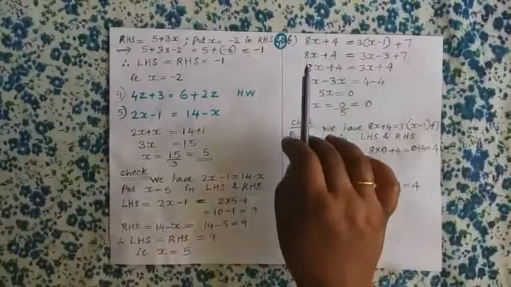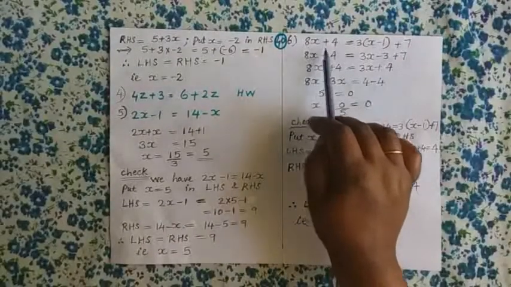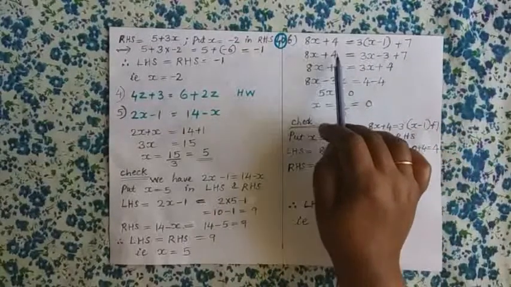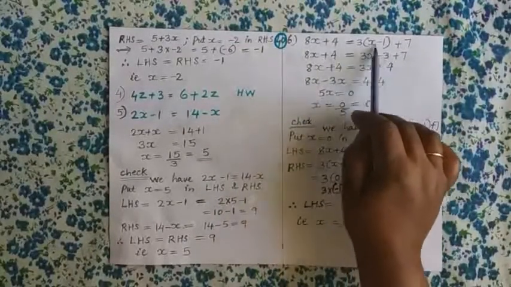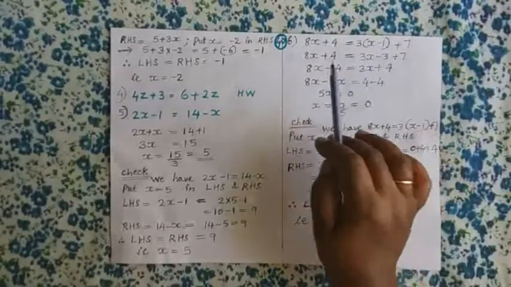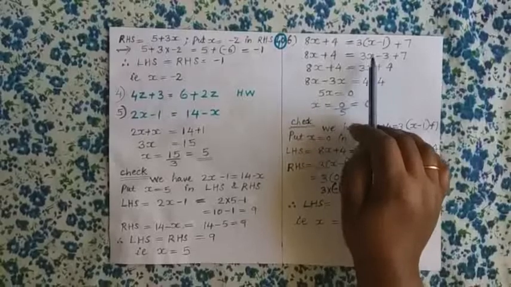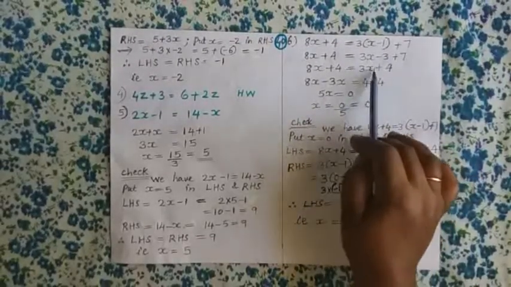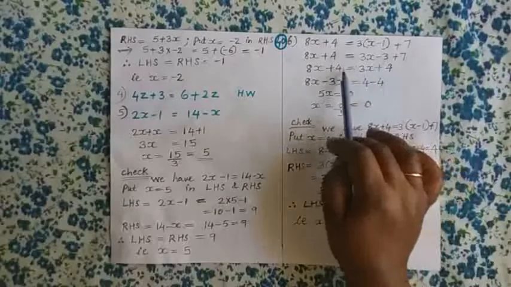Now let us do the sixth question. Our question is 8x plus 4 is equal to 3 into (x minus 1) plus 7. So we can write 8x plus 4 is equal to 3x minus 3 plus 7. We have multiplied the bracket with the 3. So 8x plus 4 is equal to 3x plus 4, since minus 3 plus 7 is 4. So 8x minus 3x is equal to 4 minus 4.